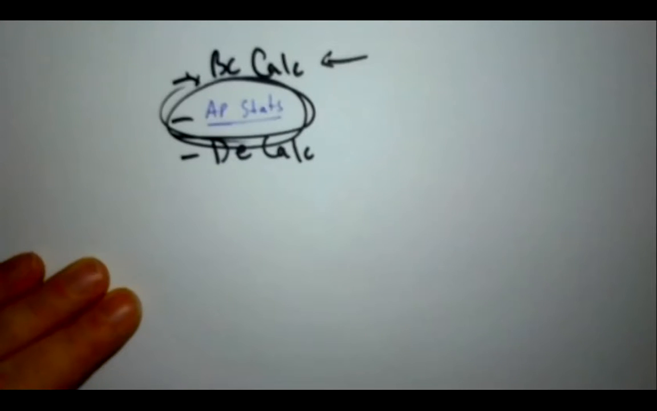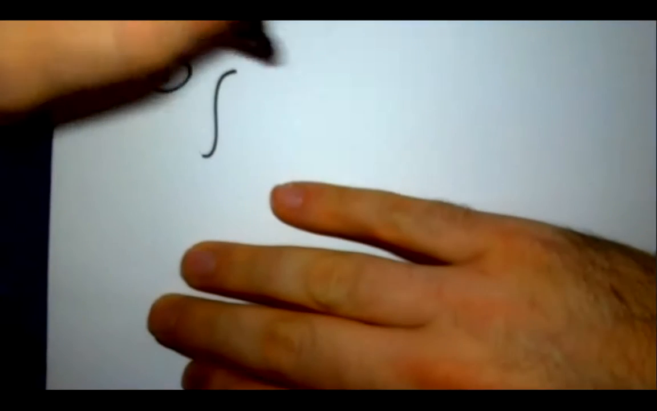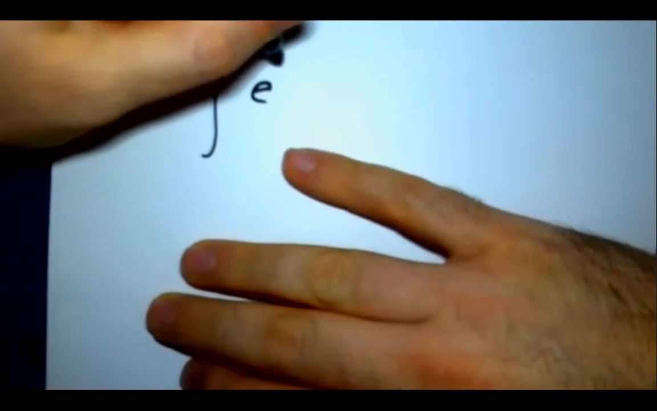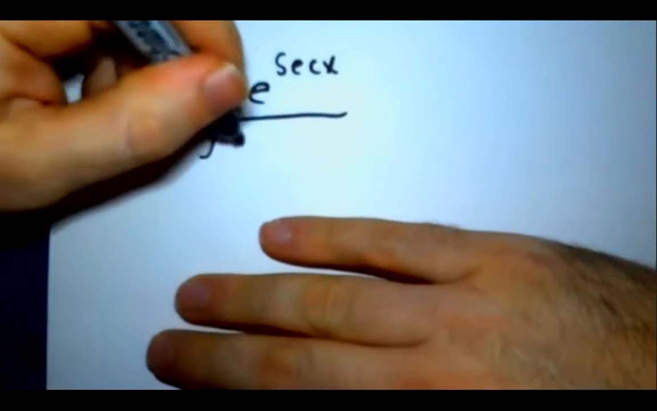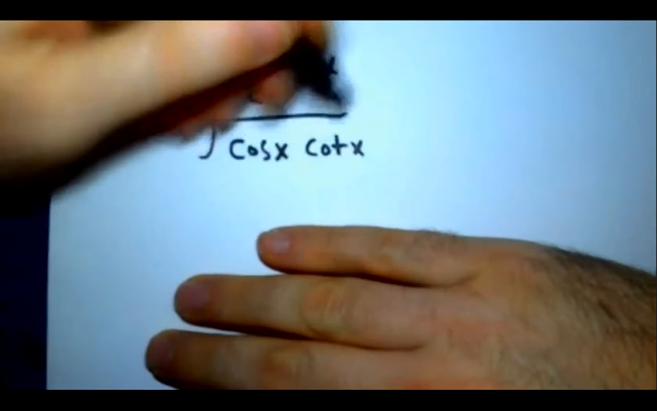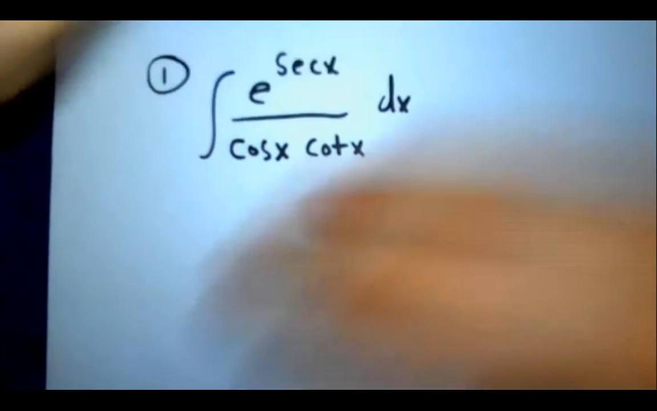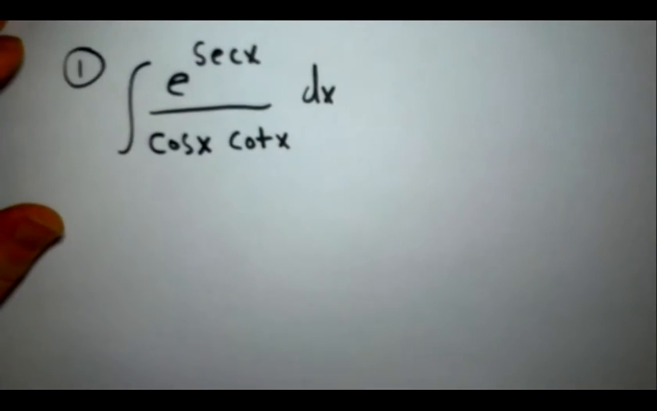All right, so we are going to go over the 11 questions from yesterday for starters. So let's start with number 1, and that was e raised to the secant x over cosine cotangent dx. All right, so we got a mess of a problem here to start with.